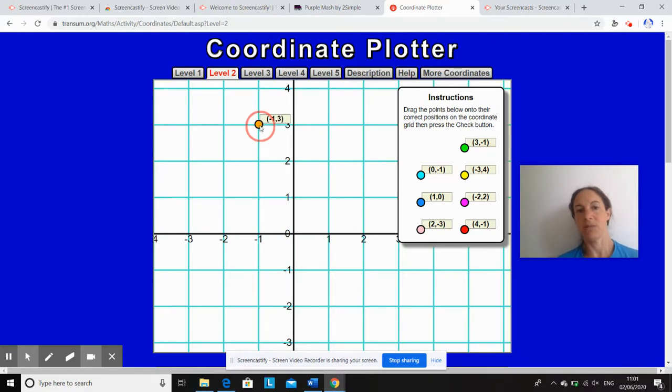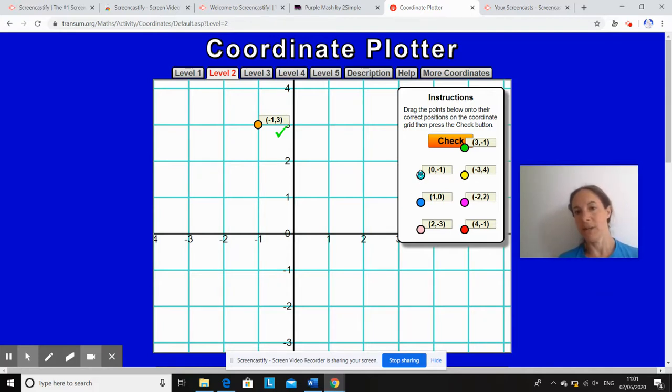And so it's -1. Oh, my battery's running low. Let's try that again. So it's -1 and up 3. So -1 is the x-axis, and then the y-axis is 3 up. Let's check that. And I got a tick. Hooray! So it works in exactly the same way for each one.